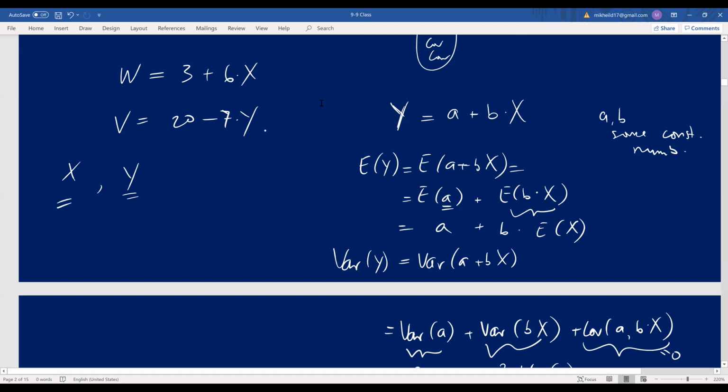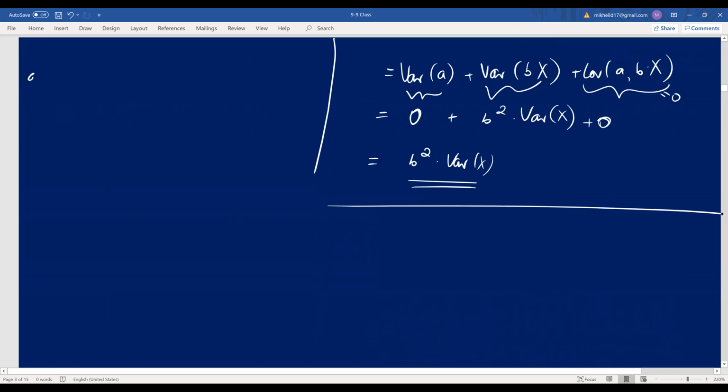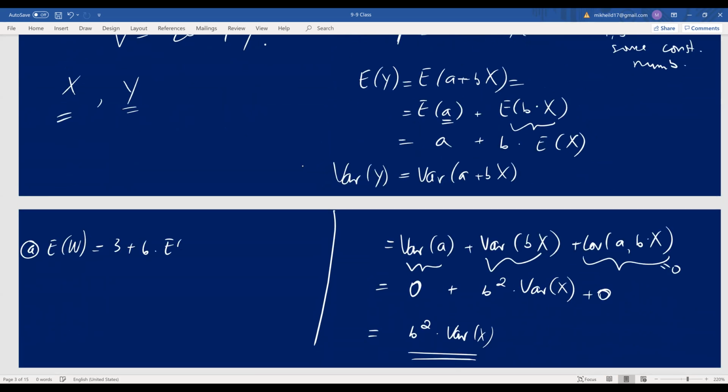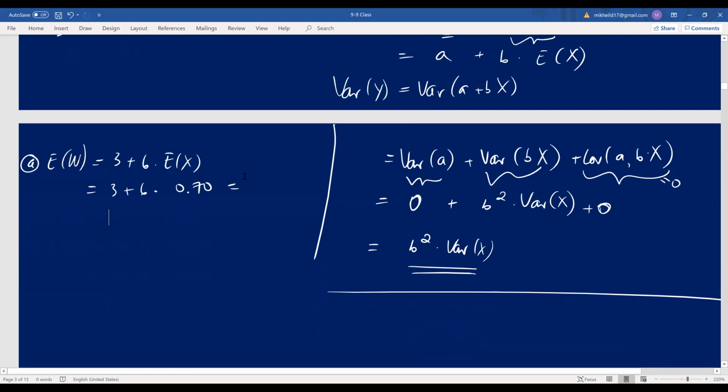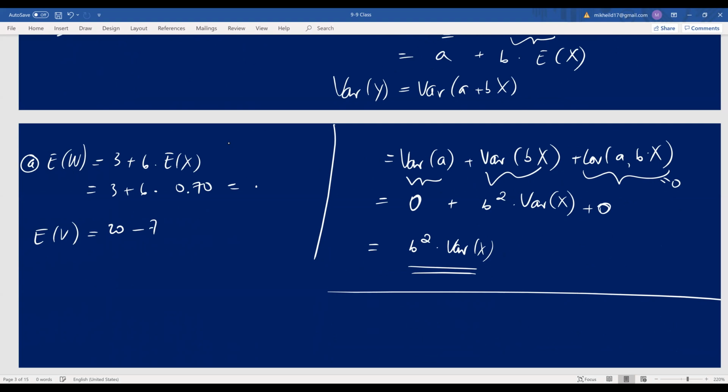Now, if I wanted to calculate expectation of w, this will be expectation of this thing, which will be 3 plus 6 times expectation of x. But I know already what is expectation of x, because I calculated that before. This is 3 plus 6 times 0.70, and you get some number here. Similarly, expectation of v is 20 minus 7 times expectation of y. Expectation of y was from before 0.7, and then you get some number here.